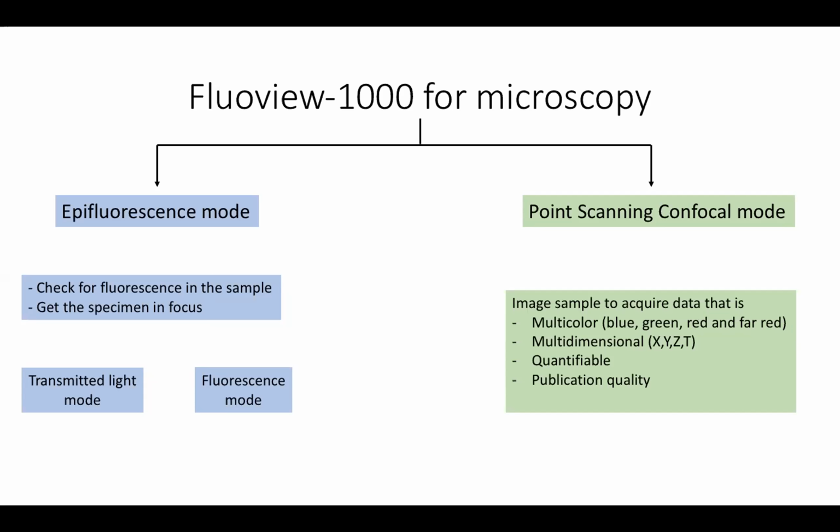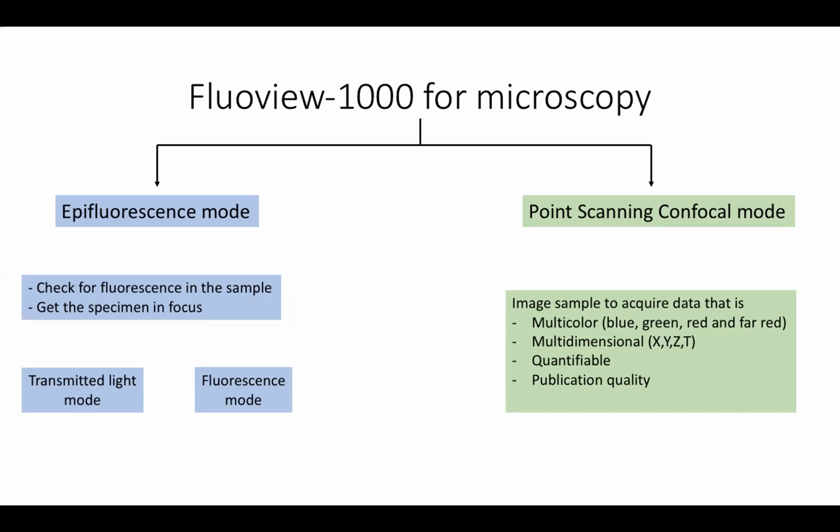We can acquire multidimensional data sets, which are in X, Y, Z, as well as the temporal dimension. When it comes to temporal, we don't have a 37-degree incubator, so we cannot do that. However, if you just want to image something in time at room temperature, we can definitely do that.